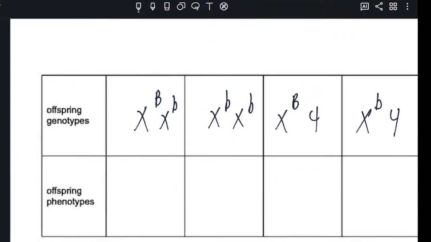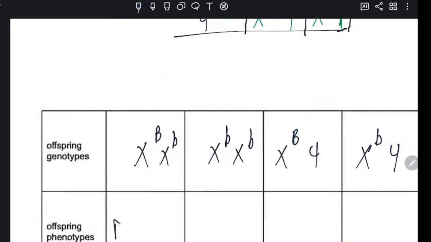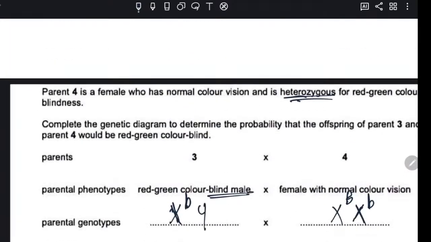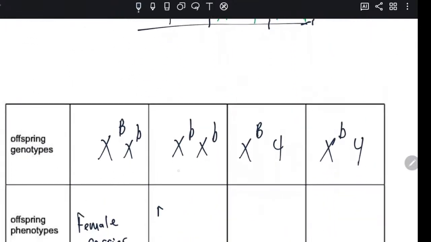So now, what are the phenotypes? Let's put the phenotypes. What do you get here? Female carrier. Are we together, students? A carrier is a person who is heterozygous. That's a carrier. Then this one is a red-green colorblind female. Write that because it's female, because it's XX.